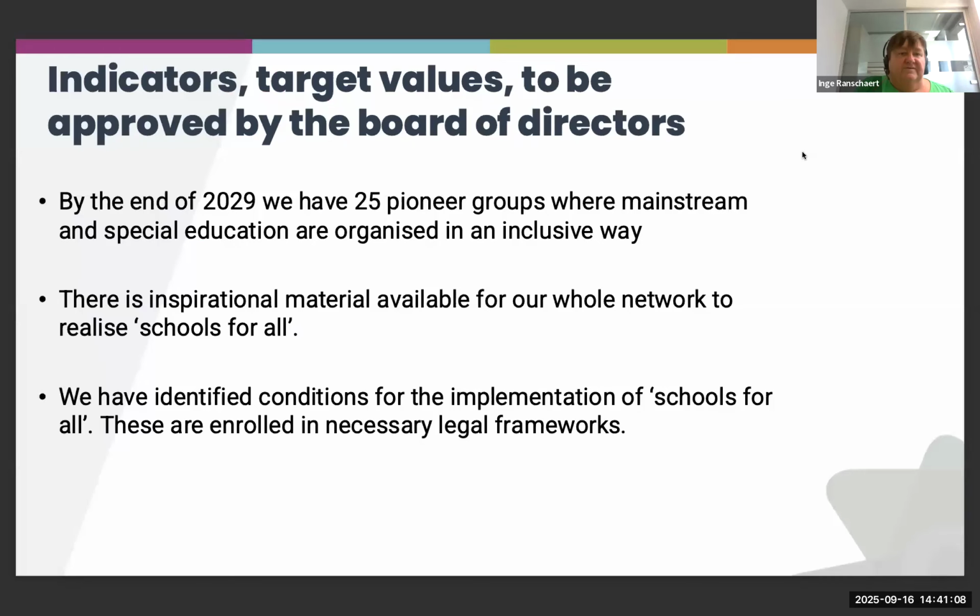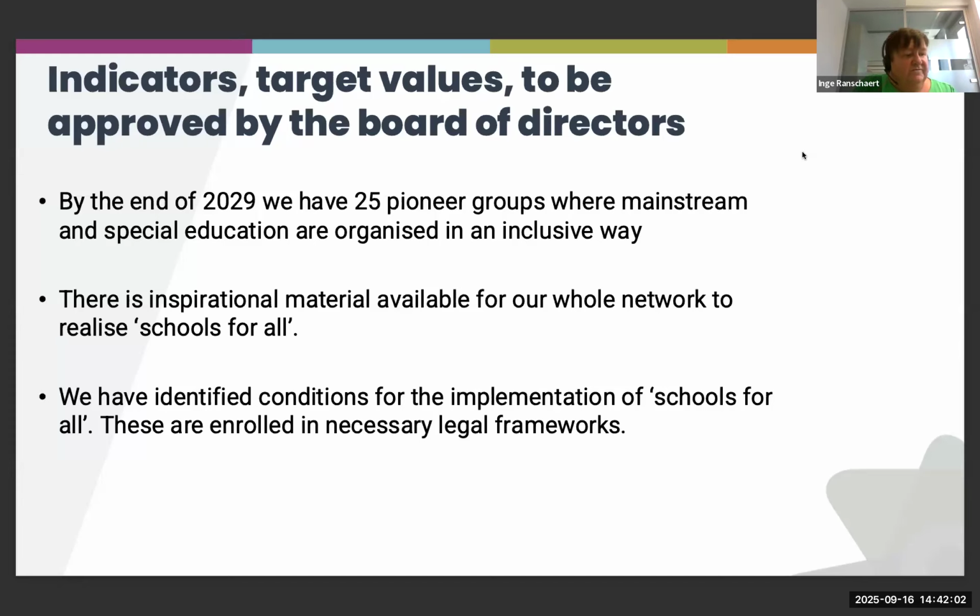So the idea of our organization is that we would like to have 25 pioneer groups that are working together from mainstream schools and special education schools to work on becoming schools for everyone. We want to have material available for these networks, and we also have to identify the conditions for the implementation of schools for all, because, for example, sometimes the legal framework is not supporting what we do, but is a problem. When you see the hours that a teacher in a special school has to give is less than in a regular school. When they work together, there's discussion about these things.